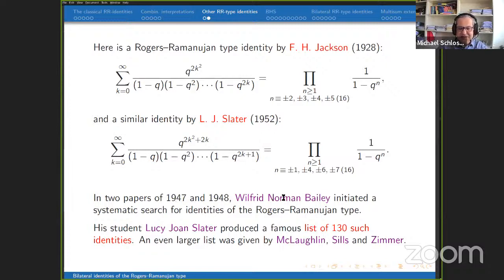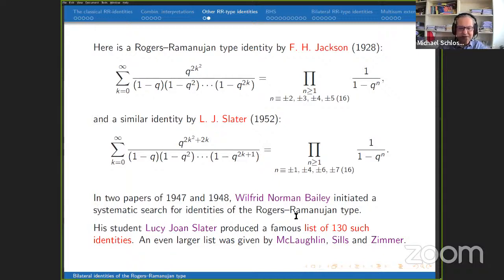Already in 1947, Bailey, who is a well-known figure in basic hypergeometric series, initiated a systematic search for such identities. And in doing that, he actually developed what is now called the Bailey lemma, or actually the Bailey transform. He didn't iterate many times, but he iterated once and twice. So he was already aware that there's some machinery which can be used and some matrix inversion underlying this machinery. But he did it very concretely to establish those identities he was interested in.